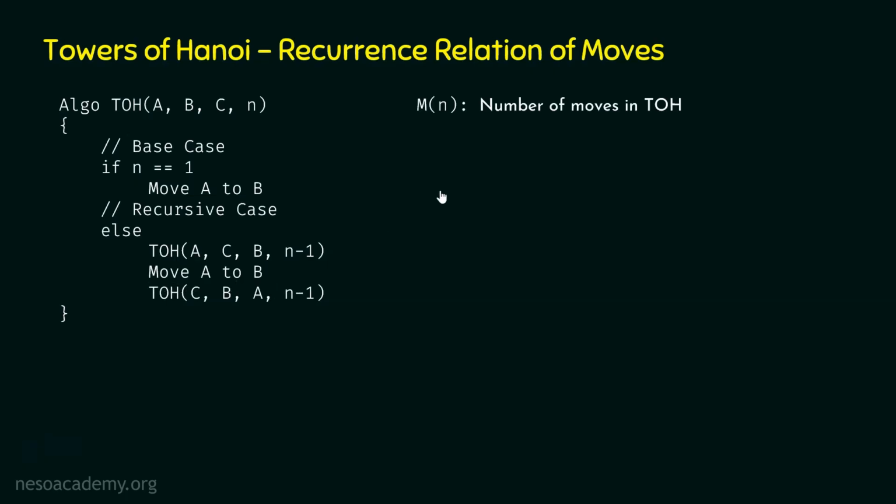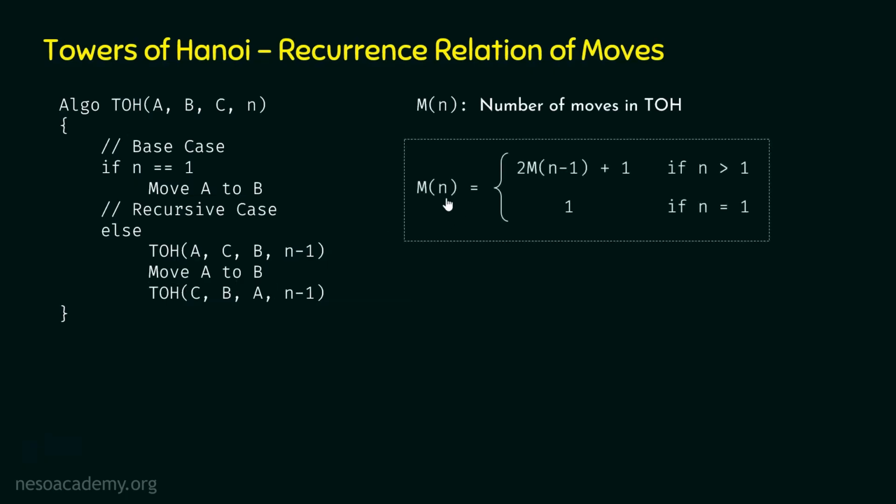So the recurrence relation is clear. It is m of n equal to 2 times m of n minus 1 plus 1 if n is greater than 1. If there are more than 1 disks, then this must be the recurrence relation. Otherwise, if n is equal to 1, then m of n must be equal to 1. There will be only one move if there is just one disk. So this is the recurrence relation of moves of Towers of Hanoi.